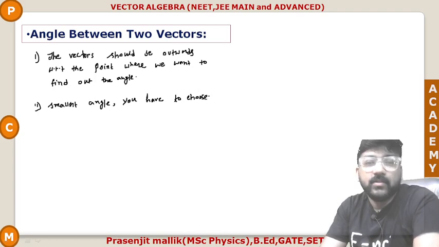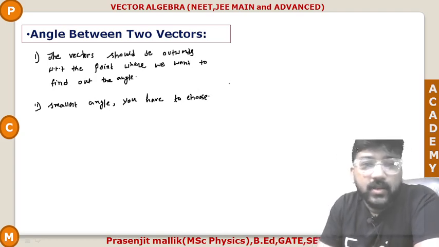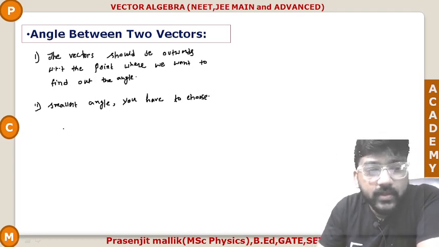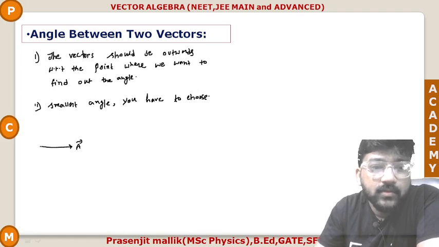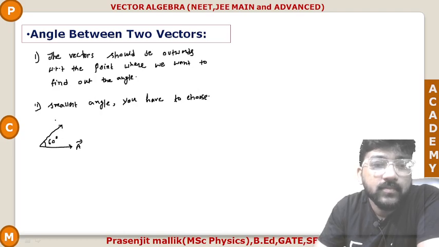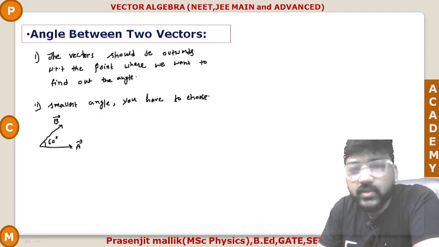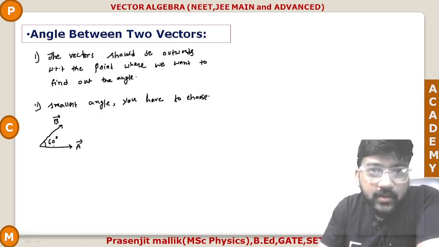Okay, let me give you an example that you can understand easily. Suppose we have two vectors. Suppose this is a vector A, and this is a vector B, and this angle is 60 degrees. Now if I ask you what is the angle between A and B, you will reply that it is 60 degrees.